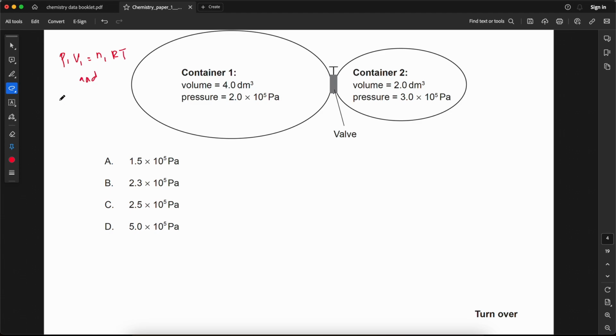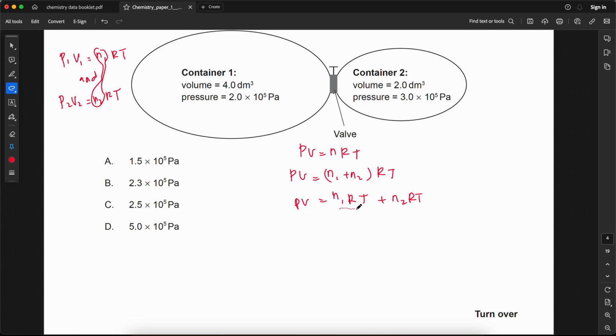Okay, so before mixing, that would be P1 V1 equals N1 RT. And the second container, that would be P2 V2 equals N2 RT. So when you open the valve, this will be a total of N1 plus N2 because it will combine, right? So after mixing, when the valve is open, PV will be N1 plus N2 times RT. RT is constant, so let's separate them: N1 RT plus N2 RT.